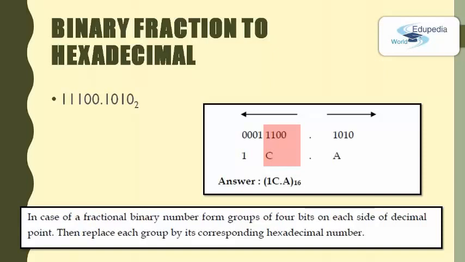In the hexadecimal numbering system, we don't have the value 12. We have the character C. So the first group in the integer part represents the character C. The second group represents the value 1. So the final hexadecimal number is 1C.A. This is the hexadecimal value represented by the given fractional binary value.